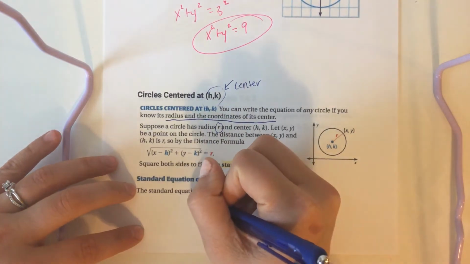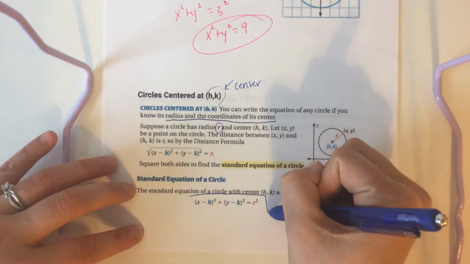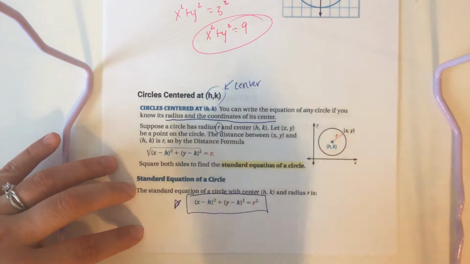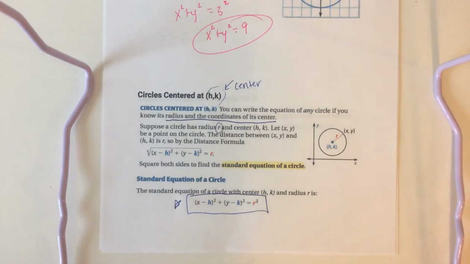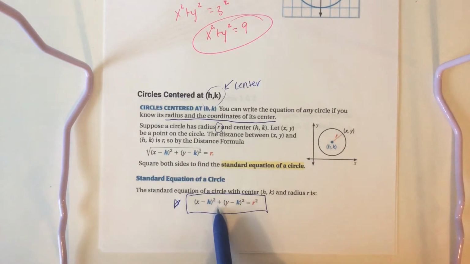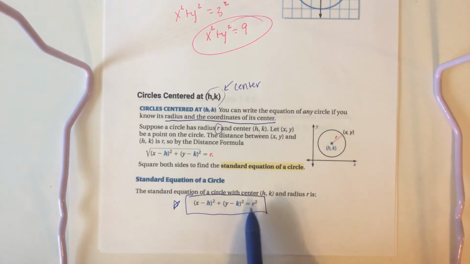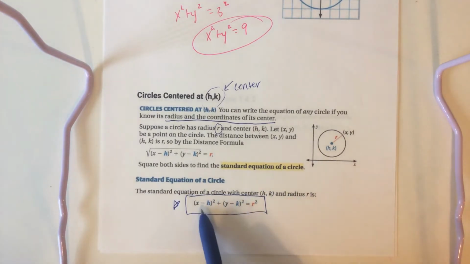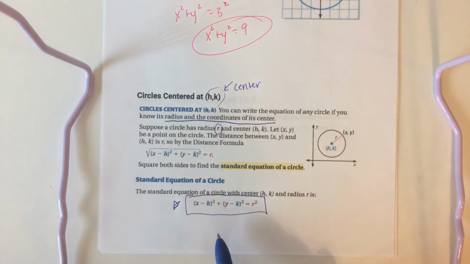So of all this stuff to write down, you need to write this equation down. You want this memorized, you need to have it written down. This is what we're going to be using moving forward through the rest of this section. (x minus h) squared plus (y minus k) squared equals r squared. So it's still x squared plus y squared. Now we just have this minus h, minus k because we're not centered at the origin.